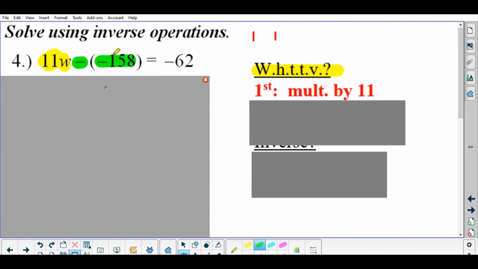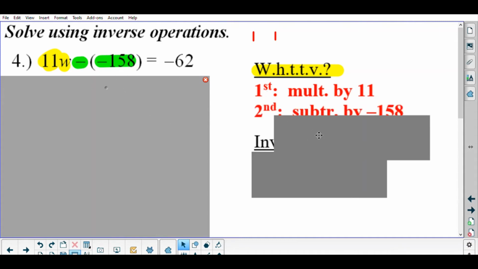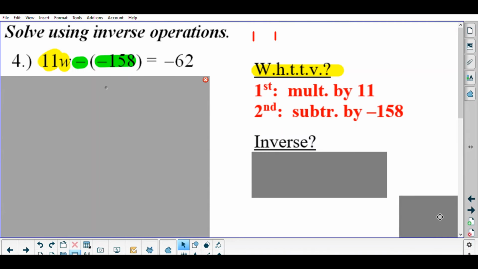Now, those parentheses do not really matter. We talked about this before. Textbooks and worksheets across the world will put negative numbers in parentheses if they come to the right of addition, subtraction, multiplication, or division symbols. So that's why you see that negative 158 in parentheses. The parentheses do not really matter. So where was I? The second thing happening to the variable that I highlighted in green is that it's being subtracted by negative 158. So write that off to the side.